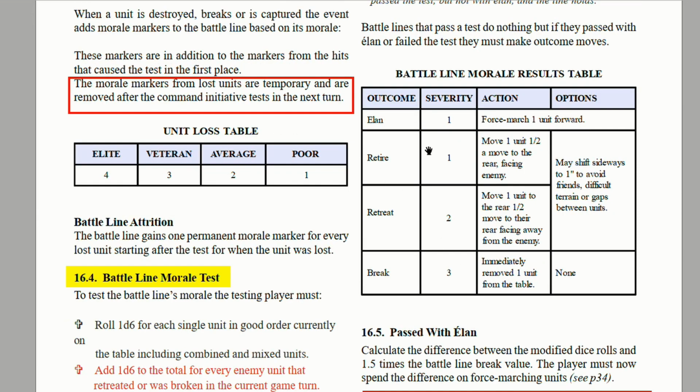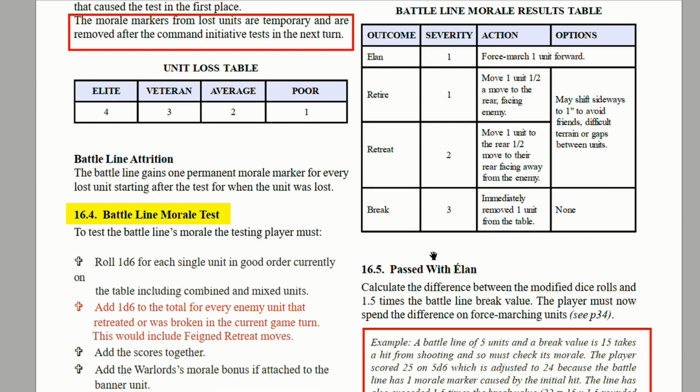As you can see, you can retire, retreat, and break. And this is the severity. What the severity means is that if you lose the battle line test by 3, you have choices: you can break a unit for a severity of 3, or you can retire a unit for 1 and retreat a unit for 2. That's very nice. I'm explaining very generically now, but it's a very nice, innovative way of absorbing outcomes.